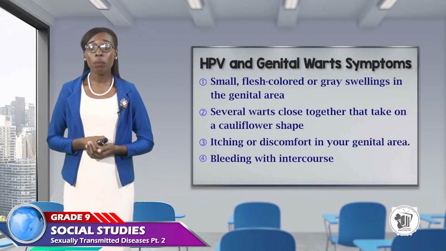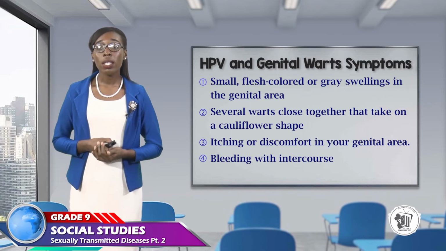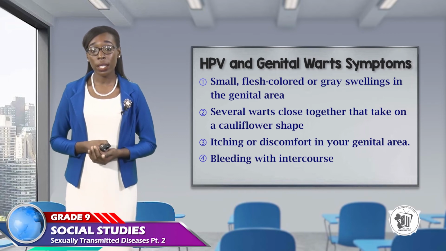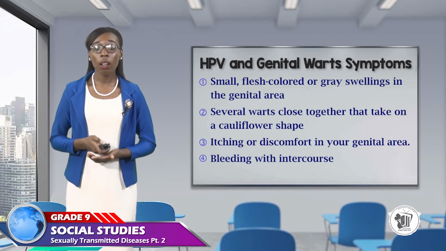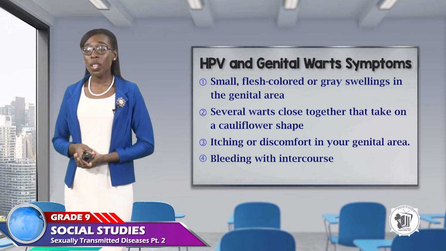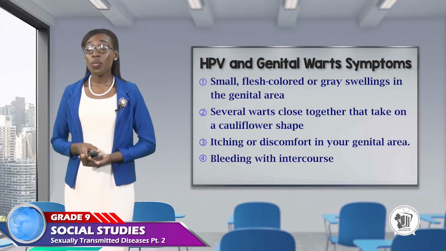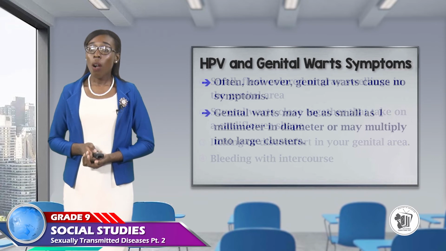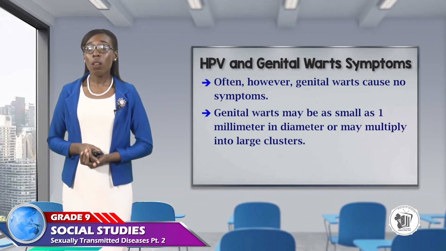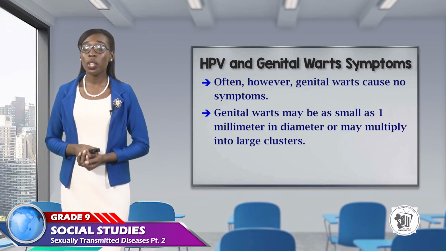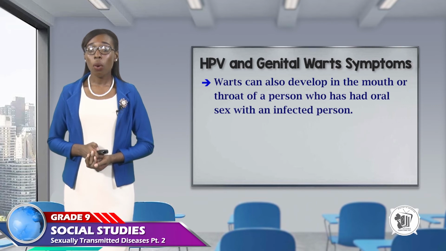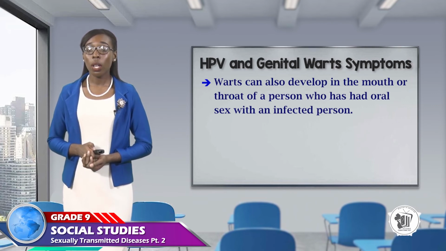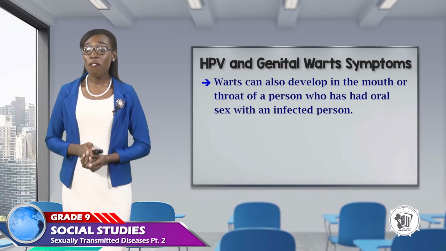The signs and symptoms of genital warts include: 1. Small flesh-colored or gray swelling in the genital area. 2. Several warts close together that take on a cauliflower shape. 3. Itching or discomfort in the genital area. And 4. Bleeding during intercourse. Often, however, genital warts cause no symptoms. Genital warts may be as small as 1 millimeter in diameter or may multiply into large clusters. Warts can also develop in the mouth or throat of a person who has had oral sex with an infected person.